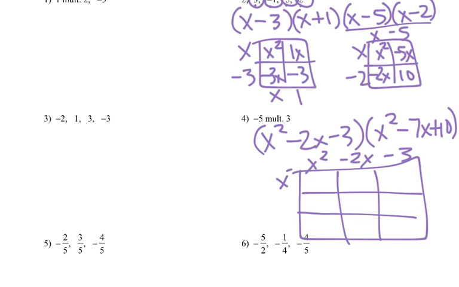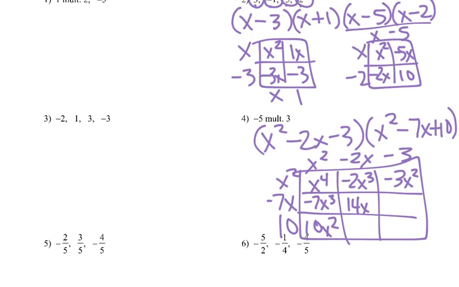And that's all there is to it. Of course, I say that's all there is to it, but you know, it's definitely going to get more difficult. So x squared times x squared is x to the 4th. Negative 2x times x squared, negative 2x cubed. Then negative 3x squared. Negative 7x cubed. 10x squared. Positive 14x squared. Positive 21x. Negative 20x. And negative 30.